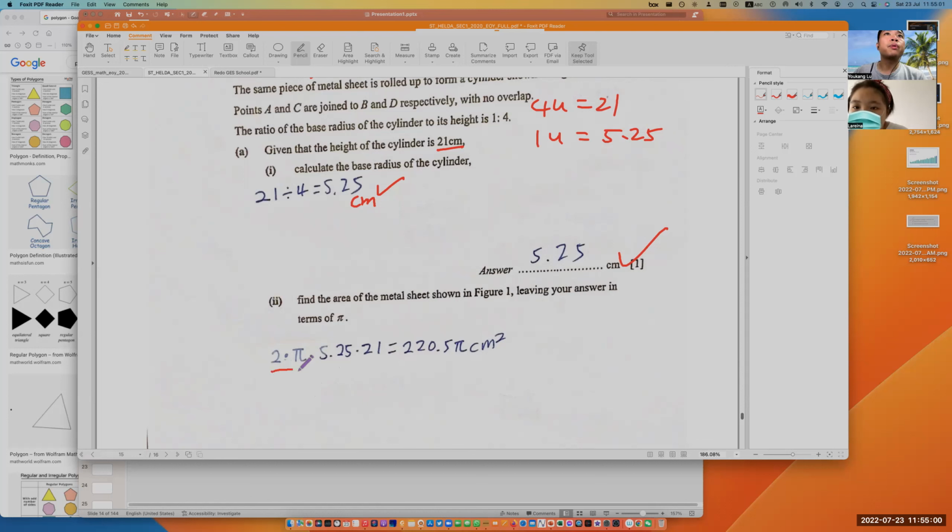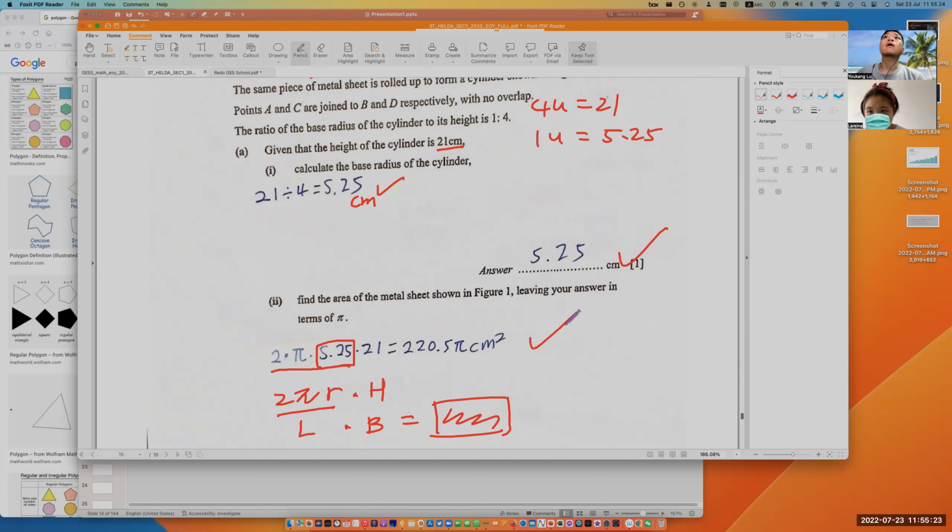You use 2 pi r times the height. Yeah. Okay, good. Because 2 pi r is your length, height is your breadth. So that's how you get the area of that. So yes, 0.55. Correct. Basically you use 2 pi r times h, where 2 pi r is the L and h is the B. So L times B is the area of the rectangle.